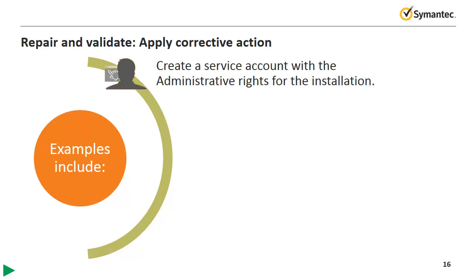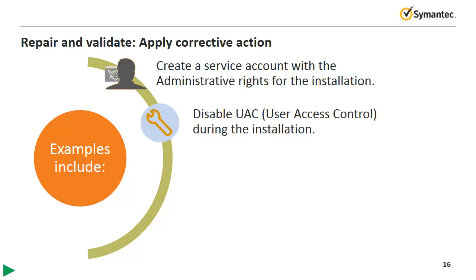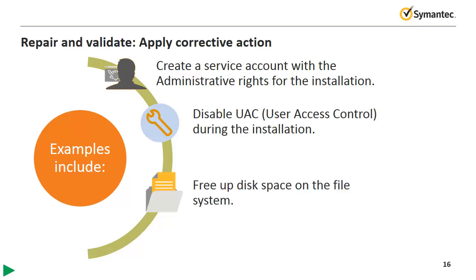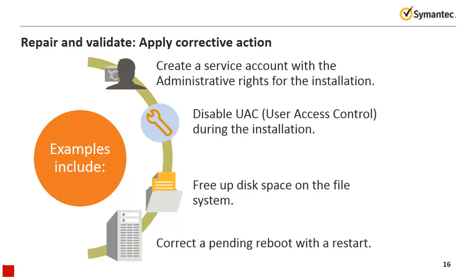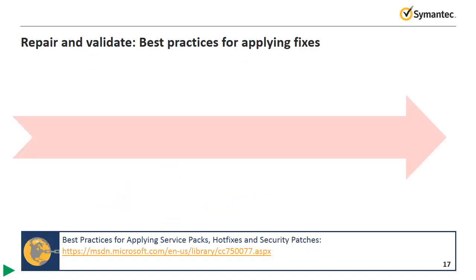Examples of a corrective action would be to create a service account with administrative rights for the Semantic Endpoint Protection Manager installation. You may decide to disable user access control during the installation. If the installation flagged the server with low disk space, the corrective action may be to free disk space on the file system. Or if the server has recently had patches installed, you may need to correct a pending reboot with a restart of Windows.